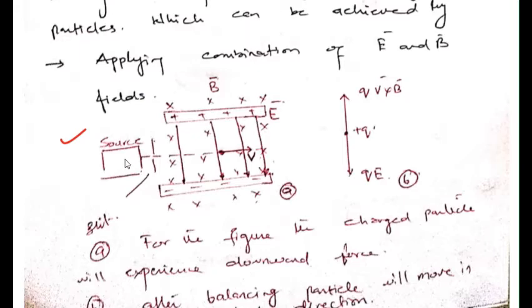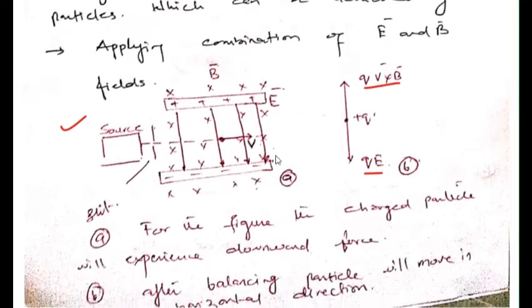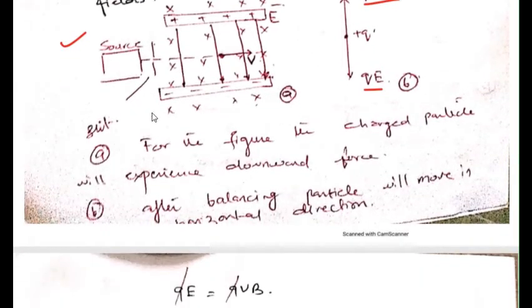Now if we have a source and we release a charged particle, and we make sure that the magnetic force and the electric force balance each other, the charged particle moves in a straight line. In figure A, the charged particle will experience a downward force, and in figure B, after balancing, the particle will move in a horizontal direction.